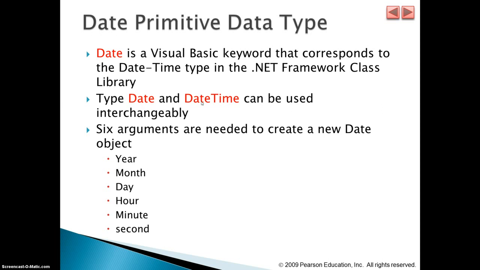There are actually more than just these 6 arguments to the date object. These are the 6 the book talks about, and these are the 6 that we'll use in this class. But realize that there can actually be more arguments than just these 6.